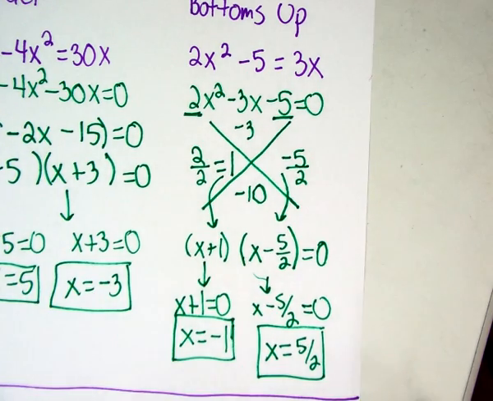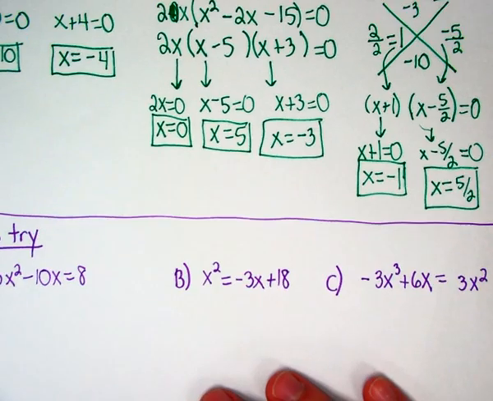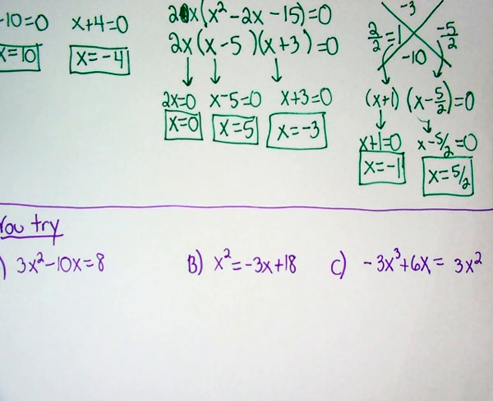So now that you got those 3 examples taken care of, go ahead and pause the video. Try to do these 3 problems right here. They're randomly mixed up, and then go ahead and solve them. I think I already said solve. When you're done, go ahead and hit play, and we'll go through the answers here.